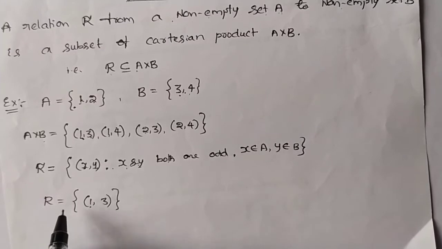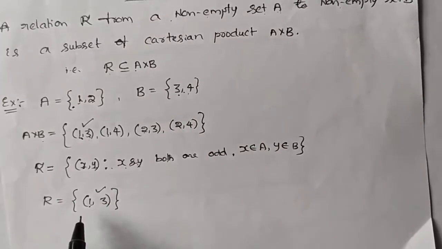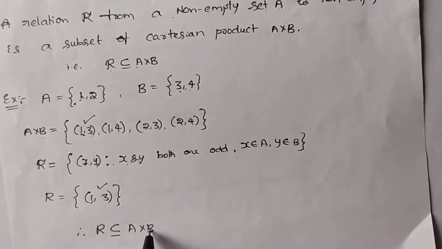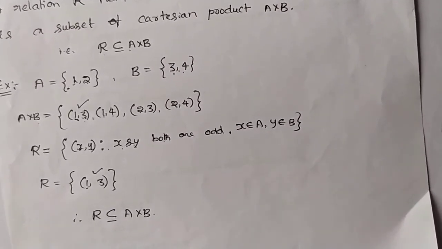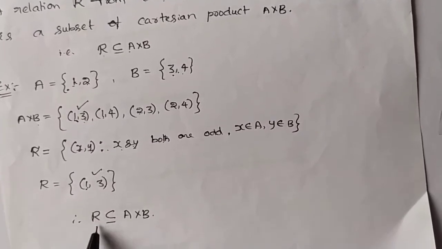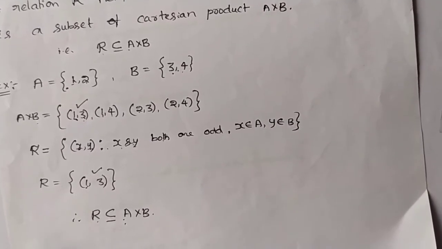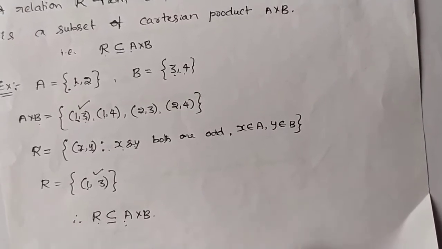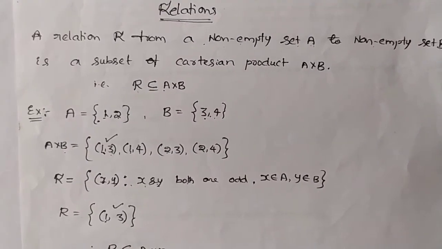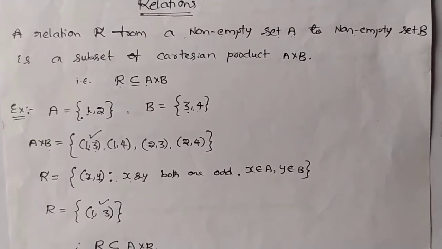Understand? Therefore the relation has (1,3), and in A cross B we also have (1,3). Therefore we can say that a relation is always a subset of A cross B. Relation R is always a subset of the Cartesian product of two non-empty sets. It is the definition of relations. Kindly note down this definition along with this related example in your notebook. Kindly do not make any mistakes in your notebook.